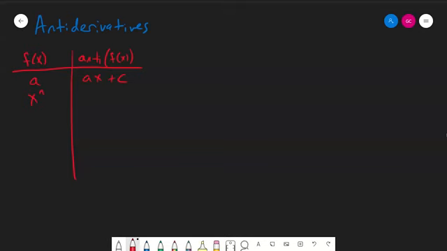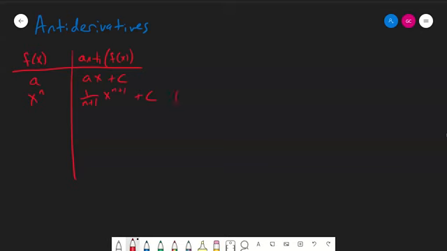Well, let me just write something down and then convince you that it's right. So I'm going to write 1 over n plus 1 times x to the n plus 1. So how do I know that this really is the antiderivative of x to the n? Well, I take the derivative of the thing on the right-hand side, and I'd better get the thing on the left-hand side. The derivative of x to the n plus 1 would be n plus 1 times x to the n. And so the extra factor of n plus 1 would cancel out this extra factor of 1 over n plus 1.